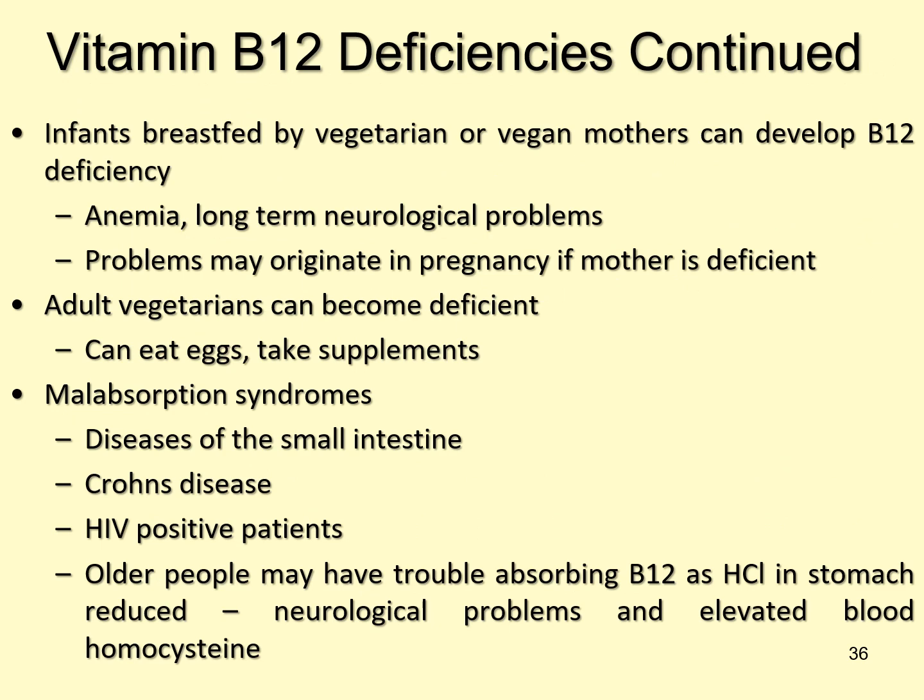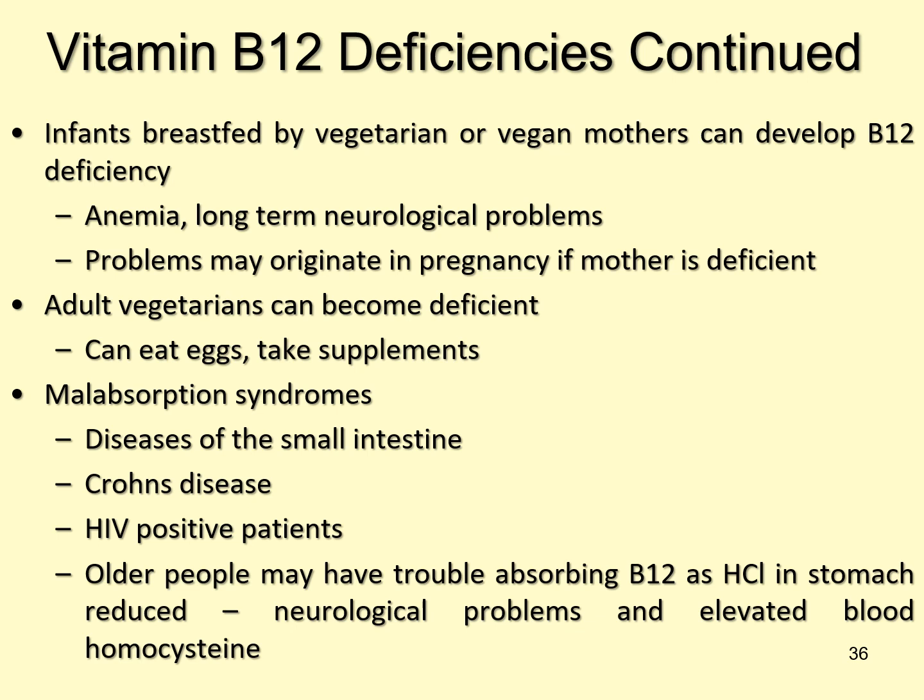The same is true in infants breastfed by vegetarian or vegan mothers, who can develop B12 deficiency. Anemia is a long-term neurological problem, and the problem may originate in pregnancy if the mother is deficient in this vitamin B12. The adult vegetarian can also become deficient, but can eat eggs, take supplements, and so on.